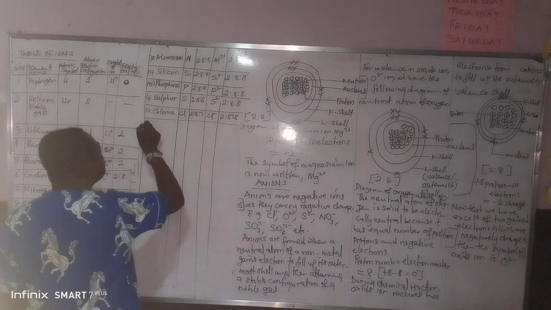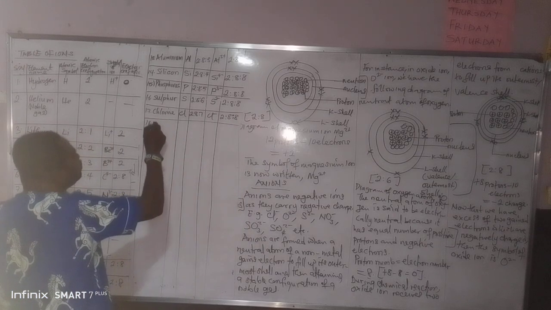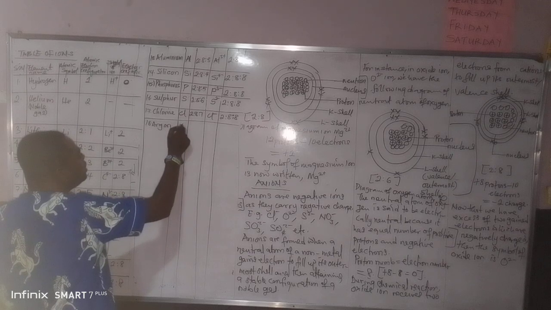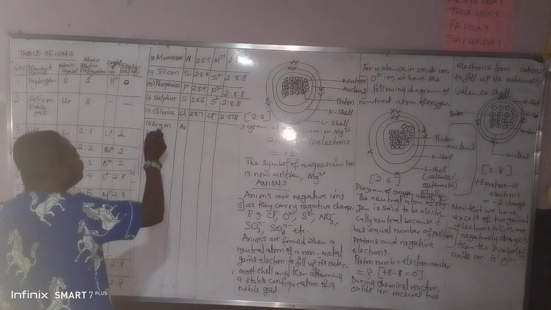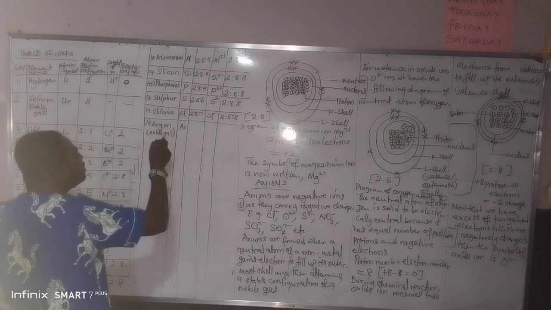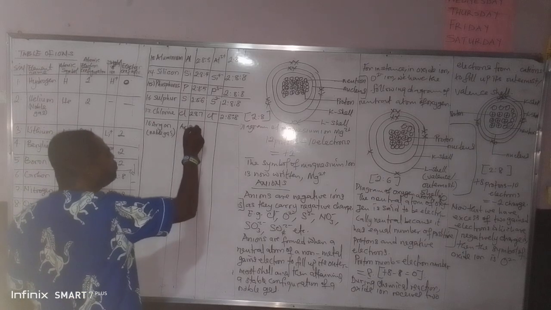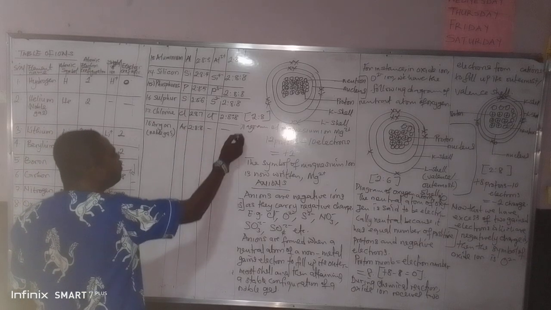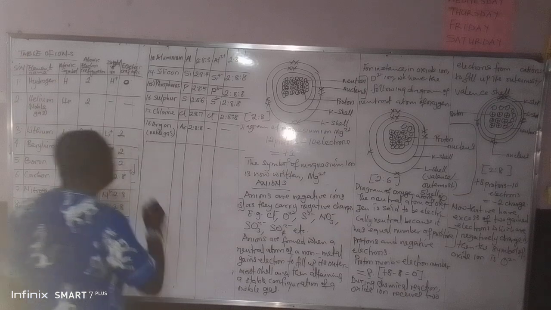Then number 18 now is argon, Ar, which is a noble gas. So noble gases do not react. Configuration is 2,8,8. It doesn't form ion because it's a noble gas, they are not reactive.